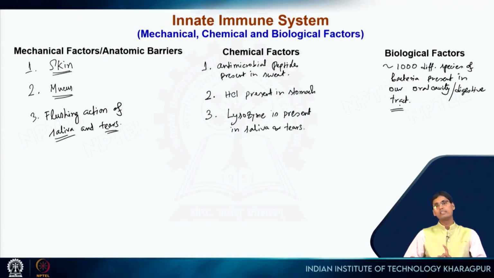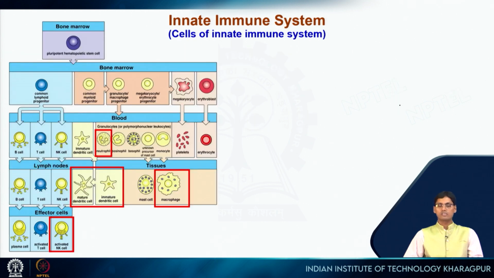And that's why in the previous module, I particularly mentioned that we shouldn't take antibiotics randomly. Without requirement, we shouldn't take antibiotics, because that will kill these good bacteria and create more problems for us. These are some of the mechanical, chemical and biological factors involved in our innate immune response.